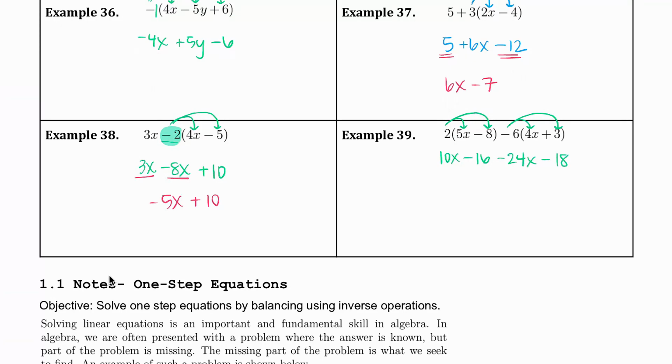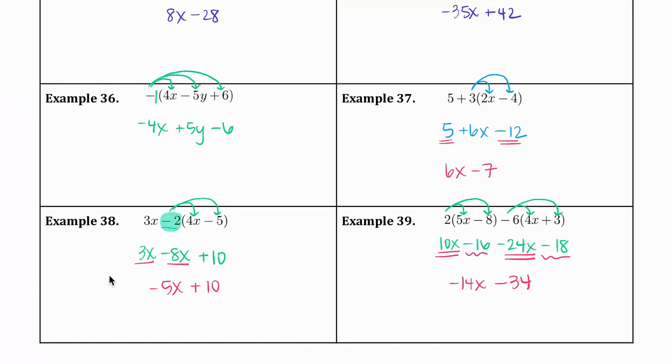All right, let's look for like terms. We can put our x's with our x's. 10x minus 24x is negative 14x. We can put our numbers with our numbers. Negative 16 minus 18 more is going to give me negative 34. Combined all of our like terms, there's nothing else we can do, so we stop right there. So those are a few ways that we can simplify algebraic expressions.